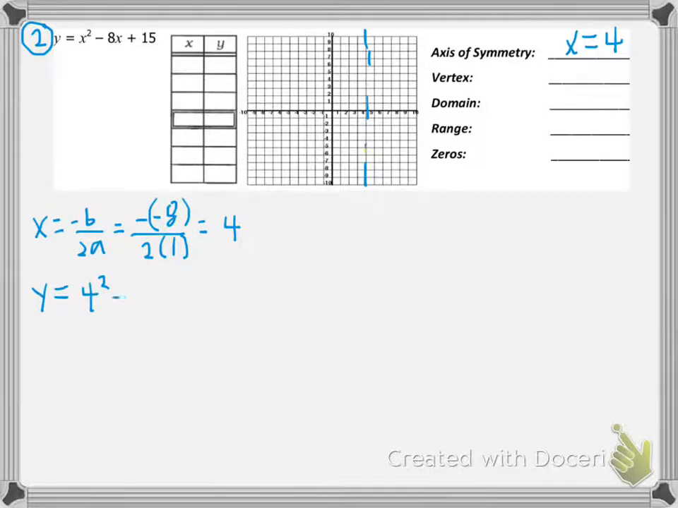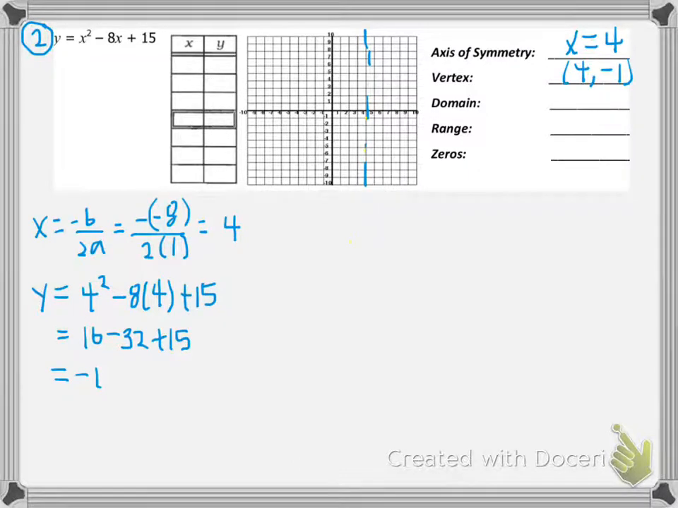Okay. So then for the vertex here, I'm going to plug in 4 into my problem. So it's going to be 4 squared minus an 8 times a 4 plus a 15. So 4 squared, 16. 16 minus 32 plus a 15. Okay, so that's going to be a negative 1. So my vertex is going to be at 4, negative 1. Okay, so the vertex is going to be 4 down to negative 1 there.